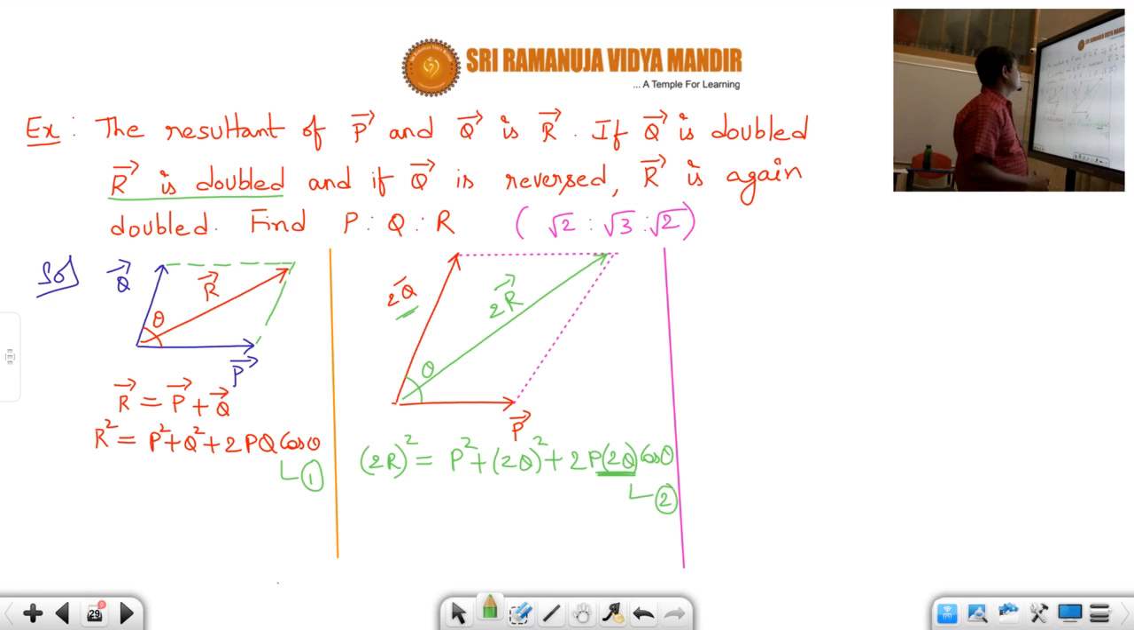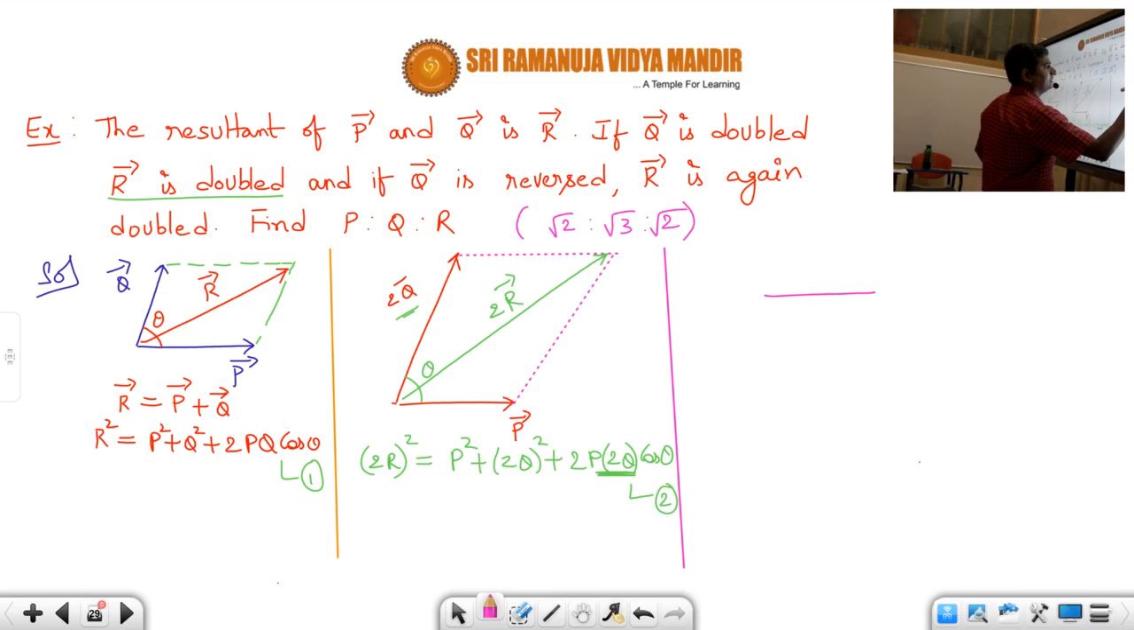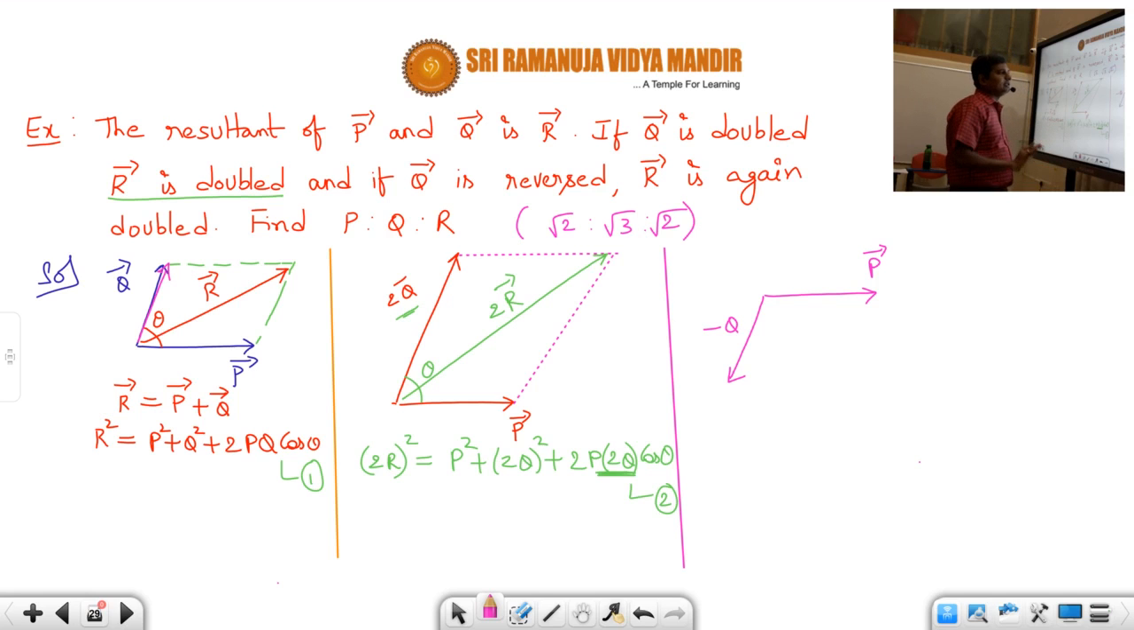Okay, now what is the third situation, students? And if Q is reversed, R is again doubled. So now keeping the P same as it is, now they told that if Q is reversed, actually in the original first case Q is upward, so Q is reversed means we should draw like this, students. So this is called as minus Q. It is just reversed, that's all, it is not doubled, it is just only reversed. Then they told that R is again doubled.